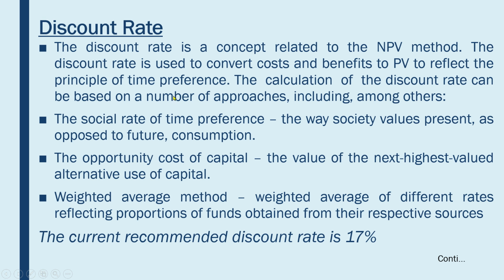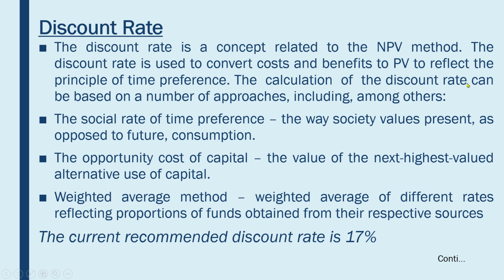So discount rate, very important, very important. The discount rate is a concept that will be used in all three methods: the NPV, the IRR, and the BC ratio. The discount rate is used to convert costs and benefits to present value. PV is the present value, to reflect the principle of time preference.